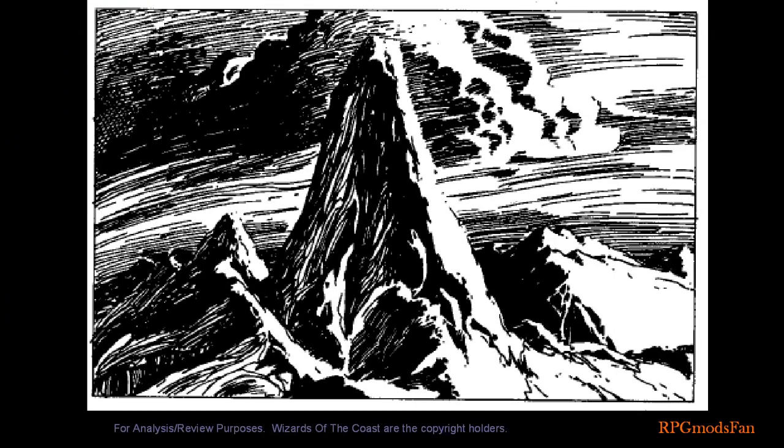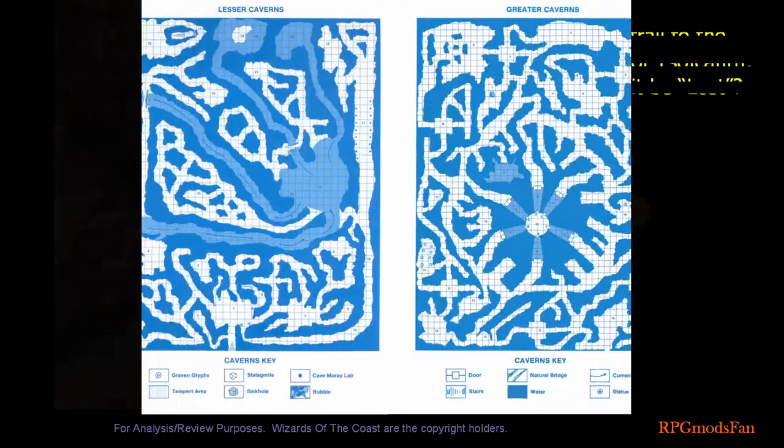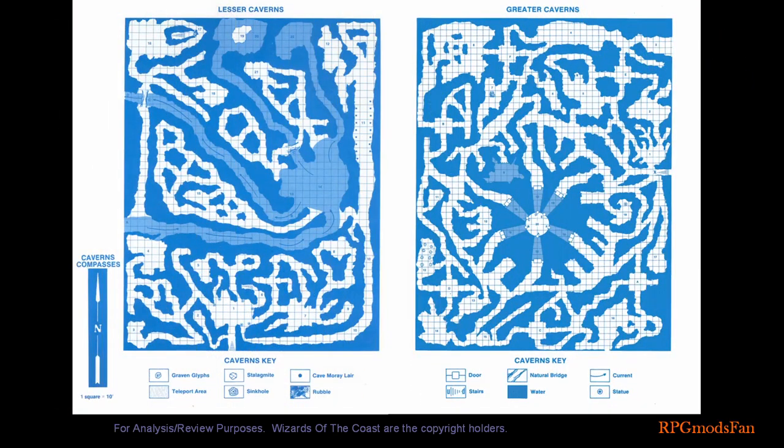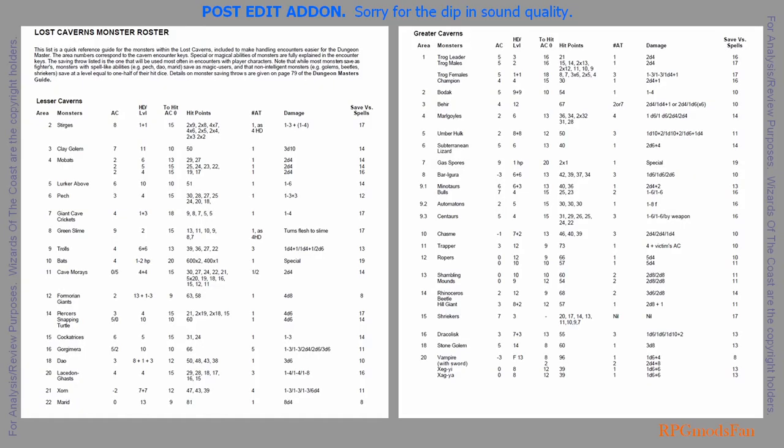The mountain within which the Lost Caverns of Tsojcanth are located resembles a horn. The trail leading to the cave entrance of the Lost Caverns is treacherous. Displayed on the screen are the maps of the Lost Caverns that were printed on the backside of the module's cardstock cover. As with any typical D&D underground cavern complex, stalactites and stalagmites will be a common sight in large cavernous caverns. Gary also provides a monster roster for both levels of the cavern complex, which is very helpful for dungeon masters when running this module.